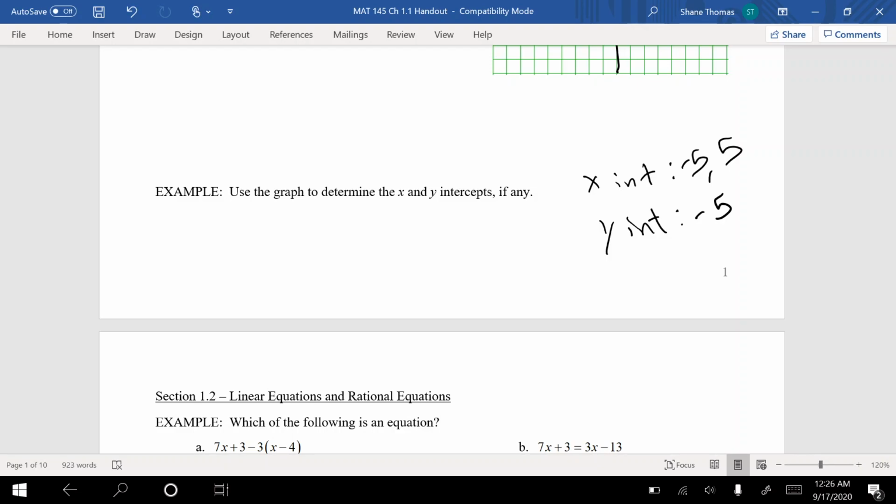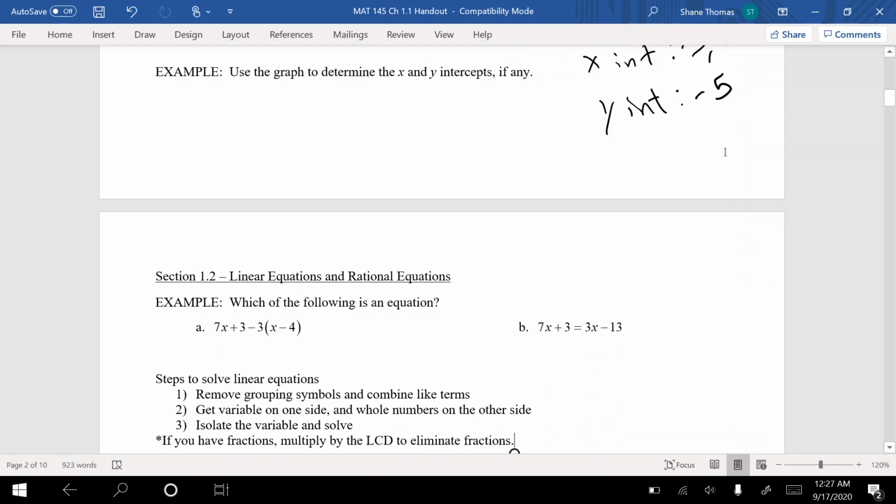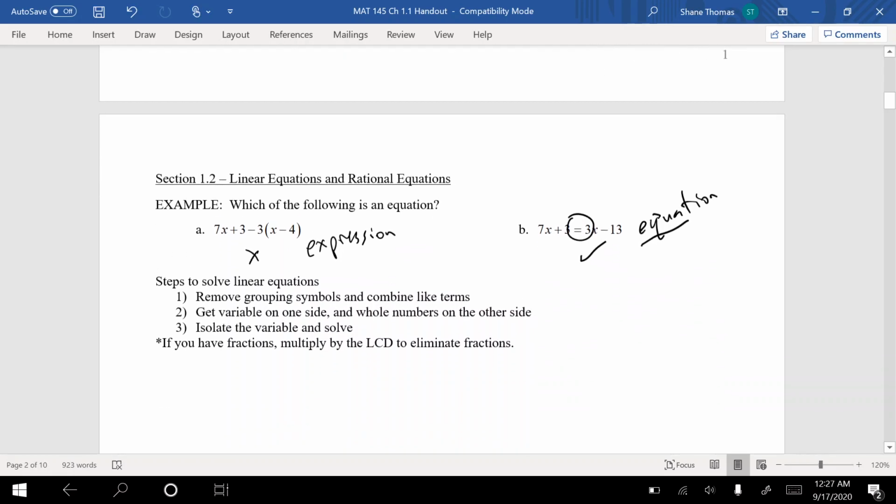So lesson 1-2 is linear equations and rational equations. We're looking at solving both of those. So first off, we have a question here. Which one of the following is an equation? Well, the important thing for something to be an equation is that it has to have an equal sign. So this one would be an equation. This one is not. This one would be an expression. So an expression does not have an equal sign. An equation does have an equal sign. And hopefully looking at the words, you can see, equal sign.